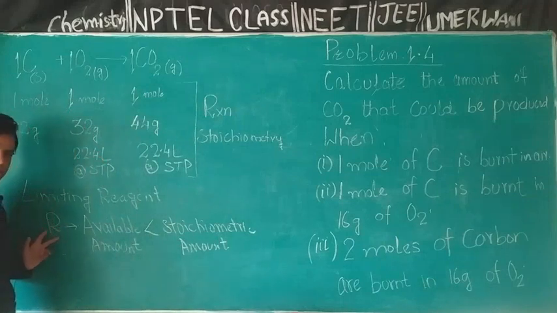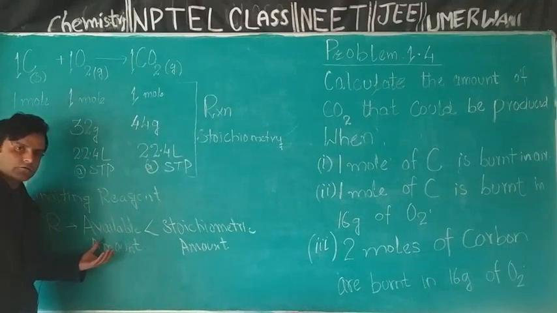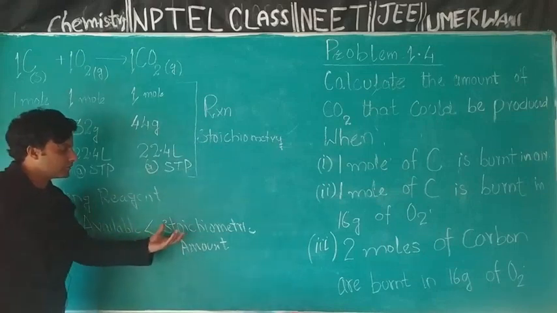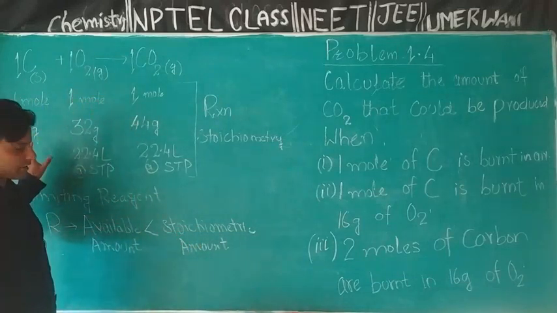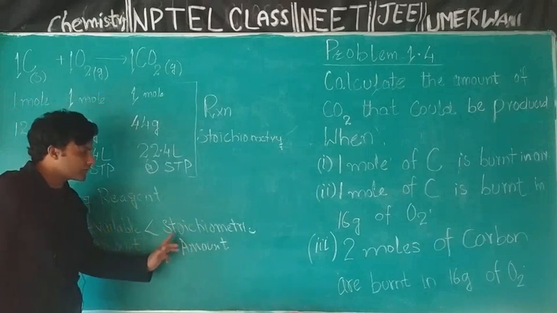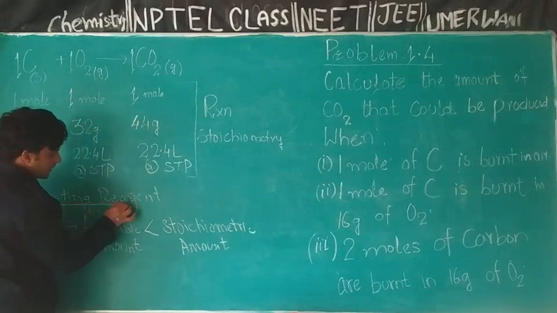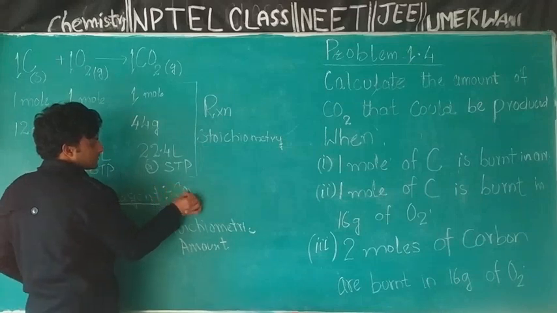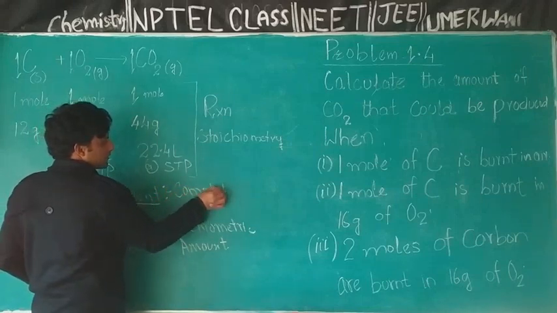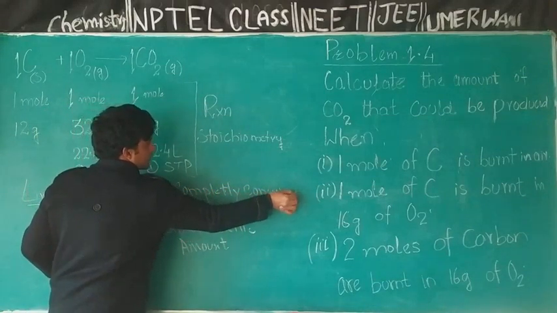Limiting reagent is the reactant whose available amount, by which I mean the amount we actually take to start a reaction, is less than the required amount as demanded by reaction stoichiometry. If its available amount is less than the stoichiometric amount, it acts as limiting reagent. It gets completely consumed in the reaction.